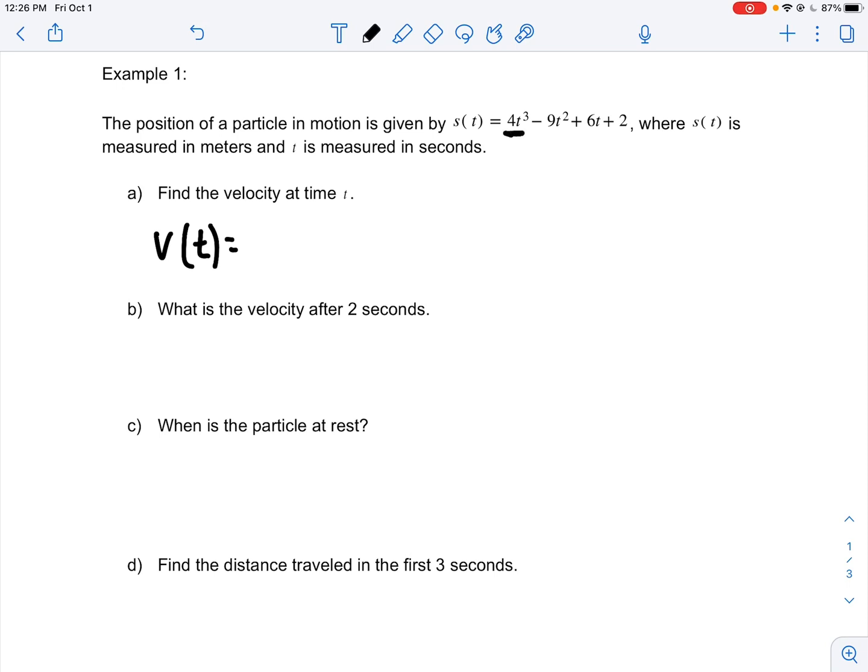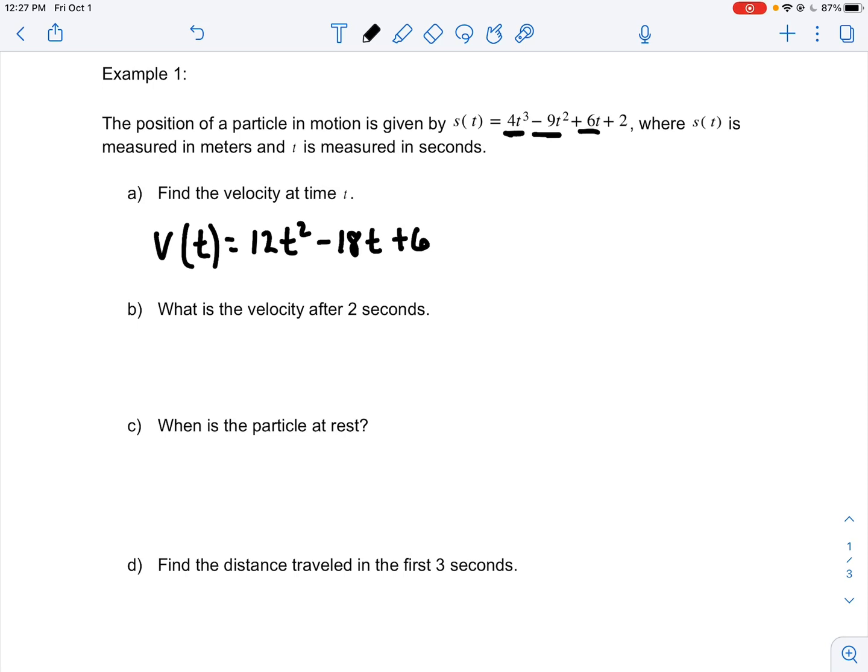First and foremost, we have the derivative of 4t cubed, and that's going to give us 12t squared. Then we have the derivative of negative 9t squared. So 2 times negative 9 gives me negative 18, and when I subtract 1 from the exponent, I just get t to the first. Then the derivative of 6t, the derivative of anything to the first power, remember, is always the coefficient. And then the derivative of 2 would be 0. So what you're looking at now is our velocity function with respect to time.